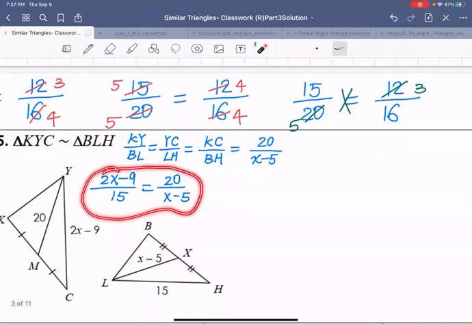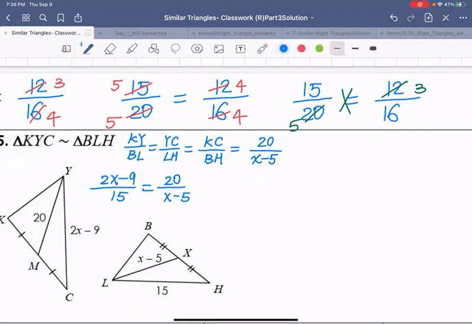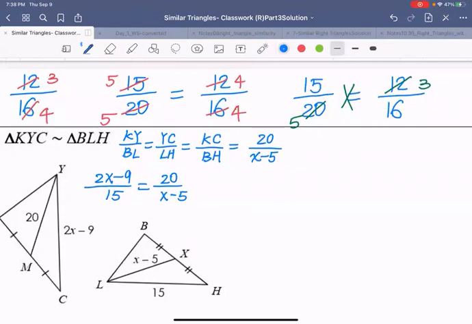Okay, so we are up to here. Claire, go ahead, you do next step. Cross multiply. Go ahead. So, what next step? You tell me.